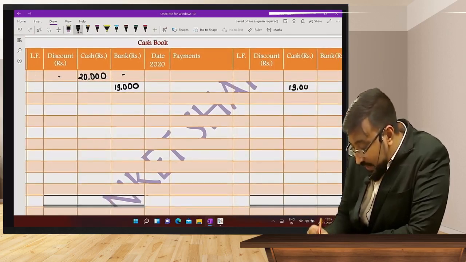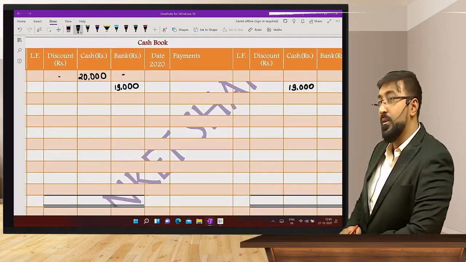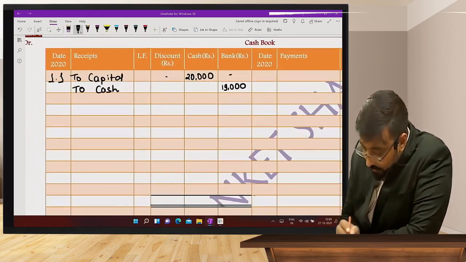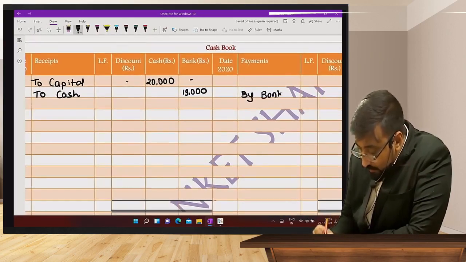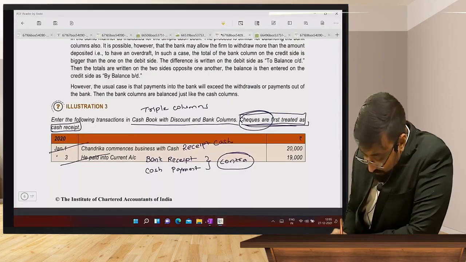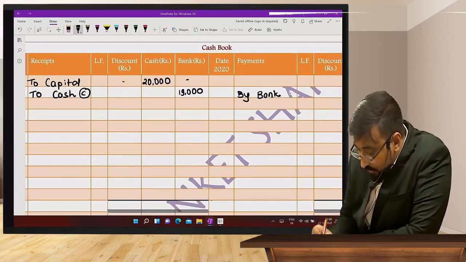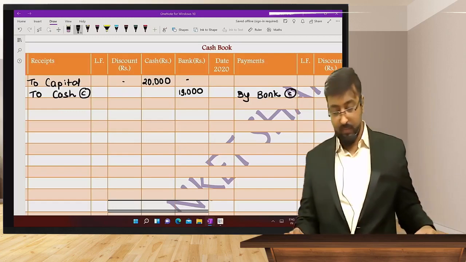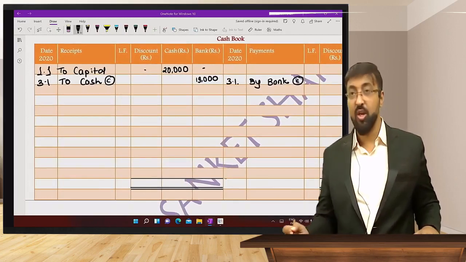So on the same side, 19,000. You got this concept now? Now here we can write: To cash, and by bank. Date is 3rd Jan. Contra. Yes, we are going to record it as contra on the same day, 3rd Jan.